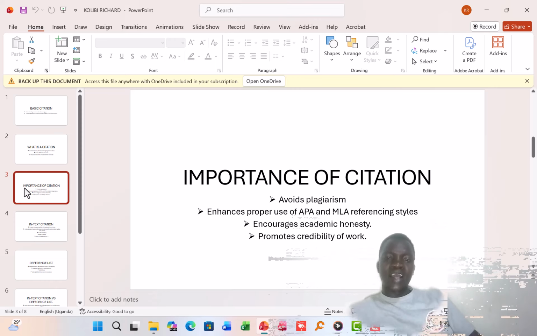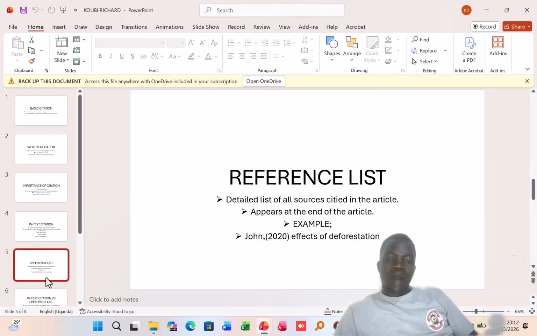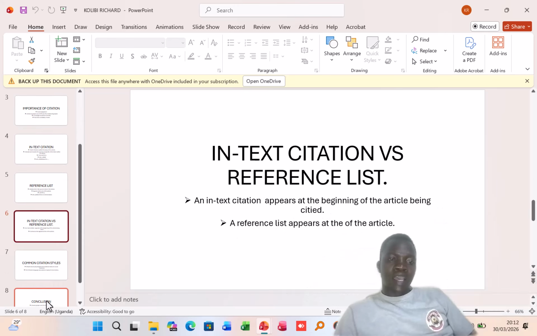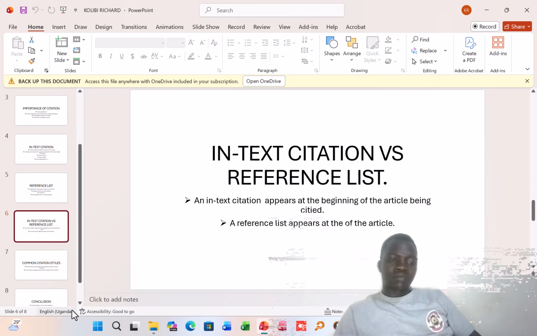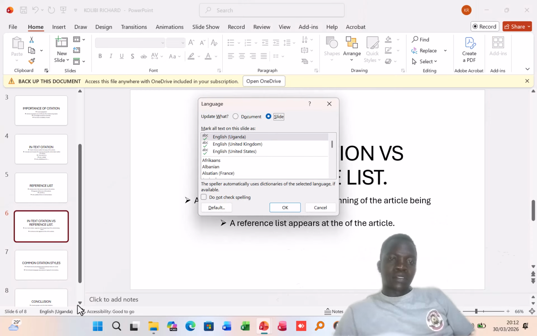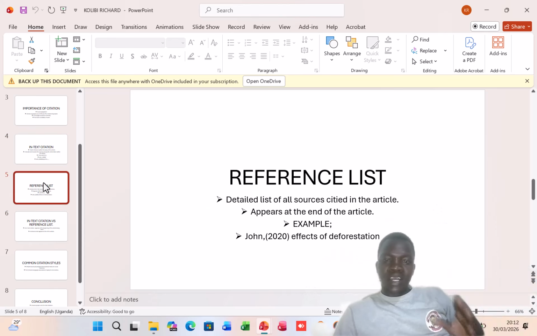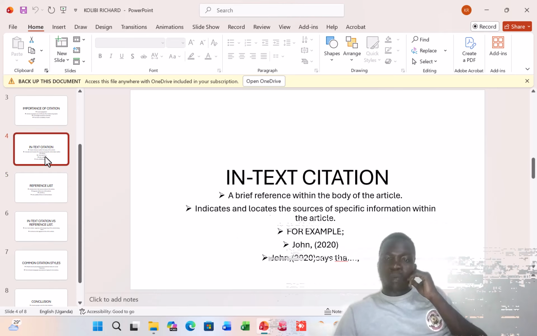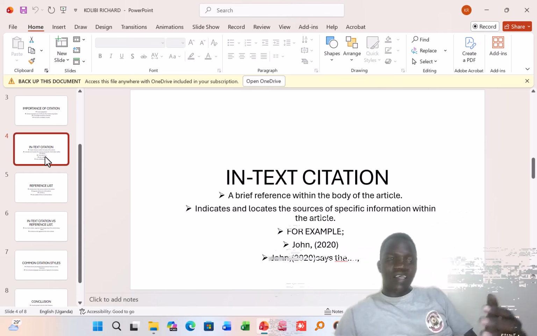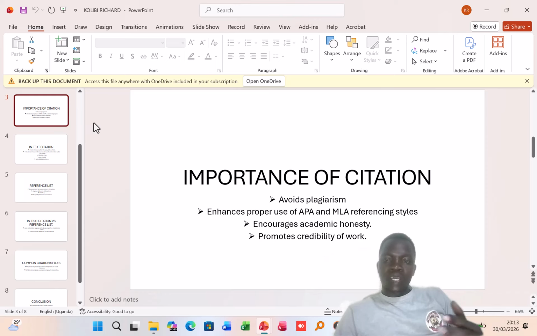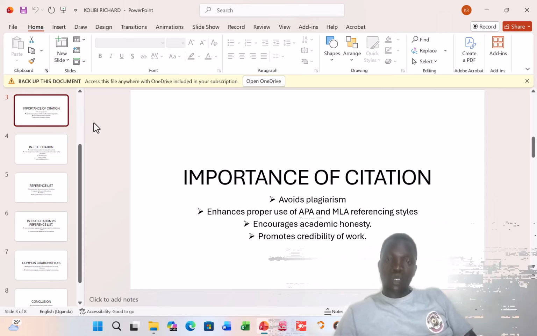APA means American, the American way of publishing styles. The same applies to MLA. So referencing styles encourage academic honesty; the importance of citation is that it promotes credibility of work.